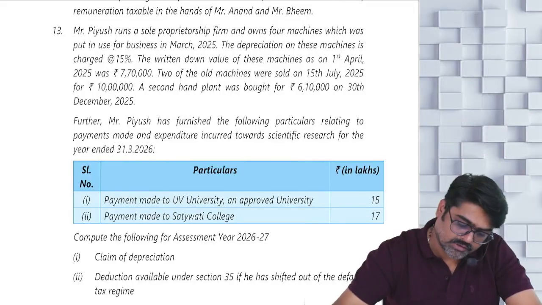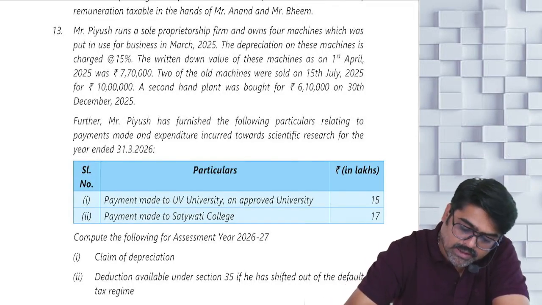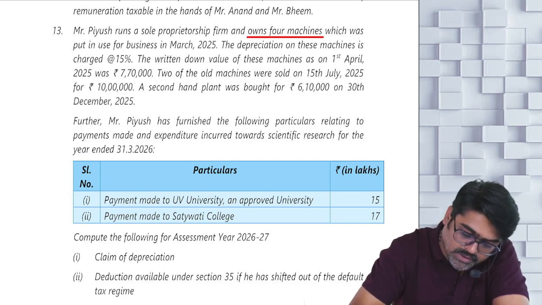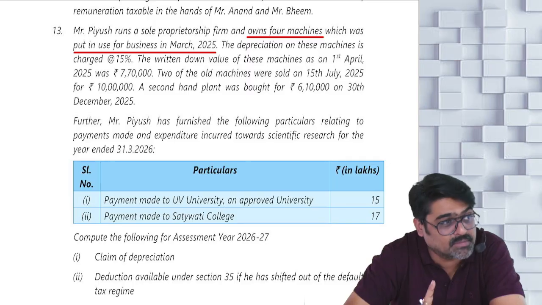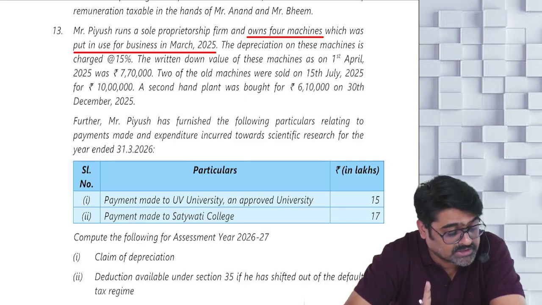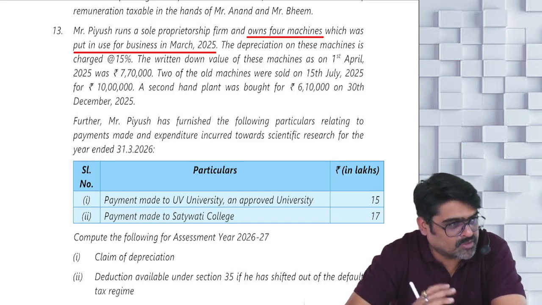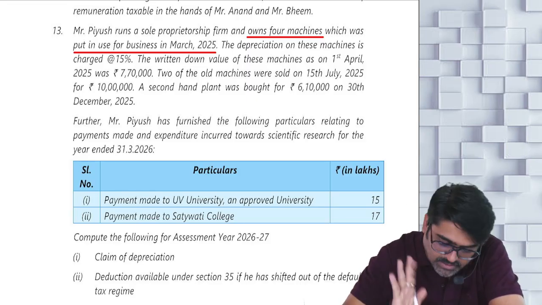See what your question says. Piyush runs a sole proprietorship business and owns 4 machines which were put in use for business in March 25, meaning last year. Now this year, in the opening WDV, these 4 machines will come as on 1st April 2025.